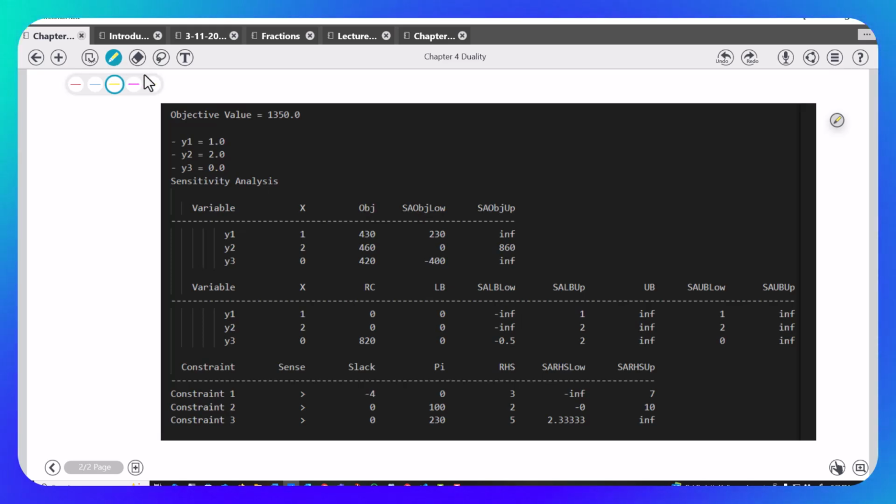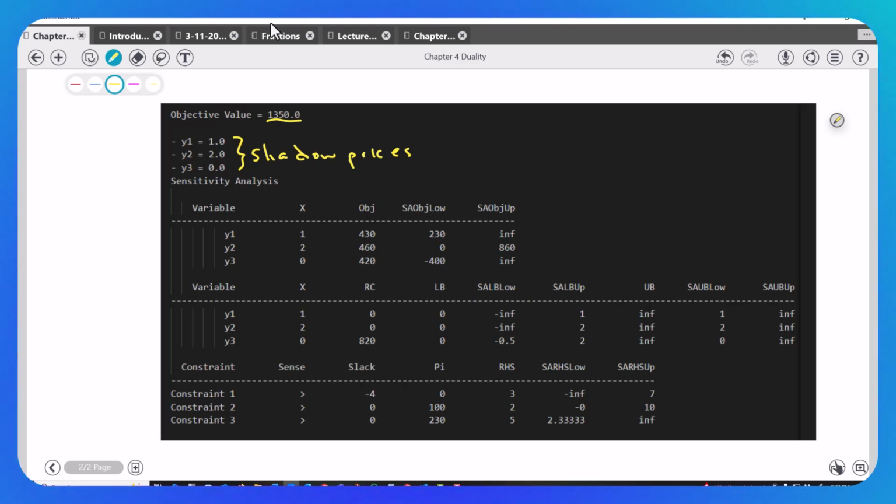So the first thing we can see, of course, and I mentioned at the end of the video, is the 1350, okay, so for our objective function. And that these values here represent our shadow prices, or also called dual multipliers, and they're associated with the primal constraints.